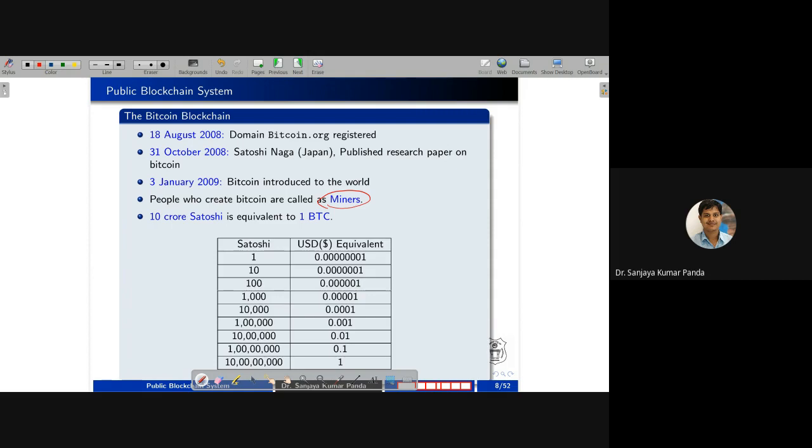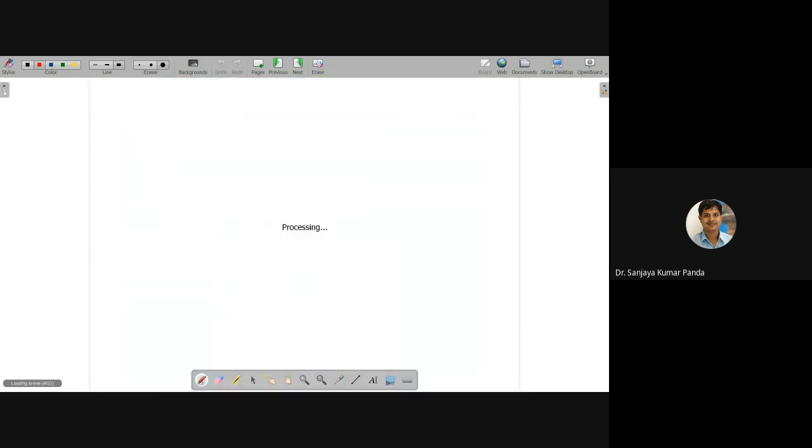That is the US dollar equivalent. Similarly, 10 is nothing but 60.601. It is the equivalent. And 10 crore Satoshi is equivalent to one BTC, right? So those people who are unable to purchase the Bitcoin have to purchase the Satoshi, right? Because it is a small unit, but Bitcoin is a very large unit. So in that way, you can purchase it.